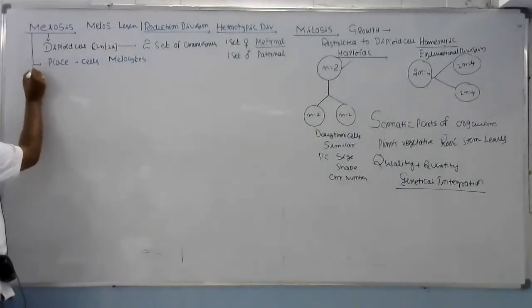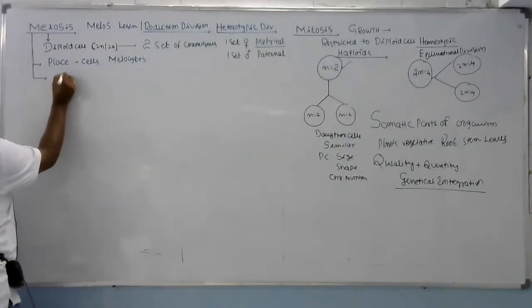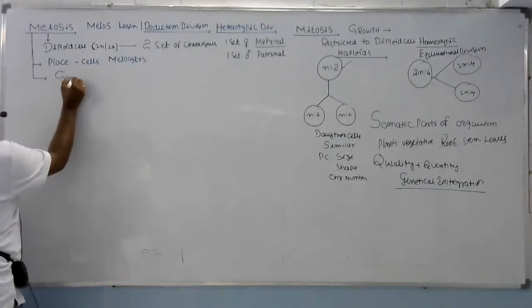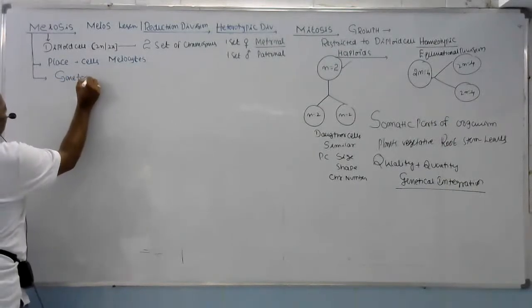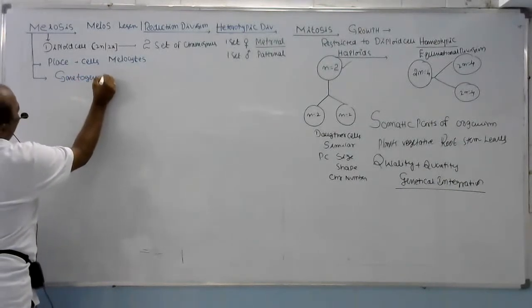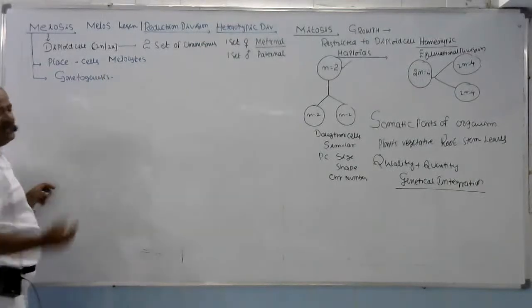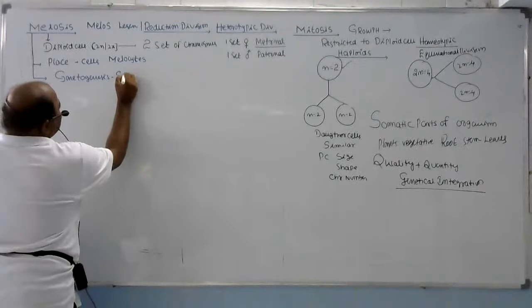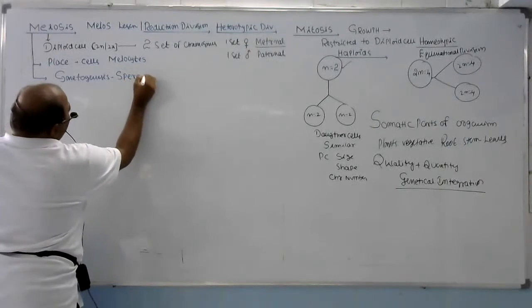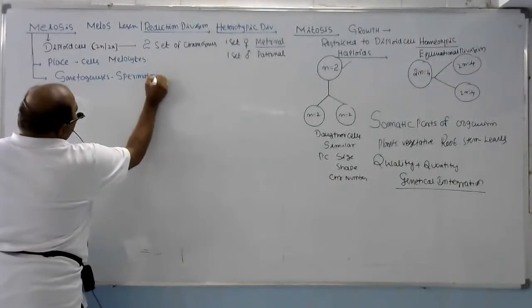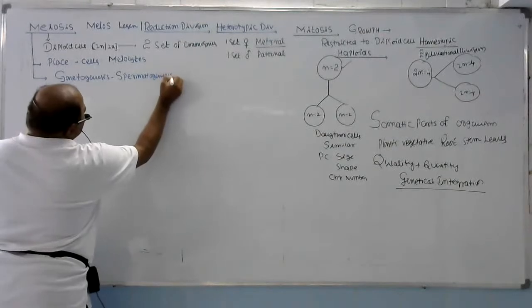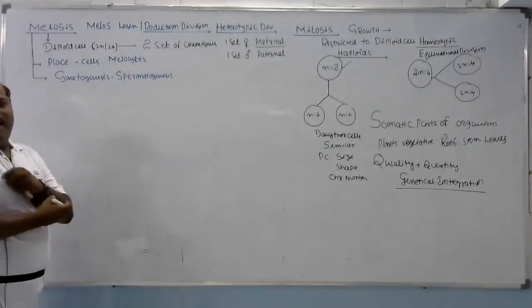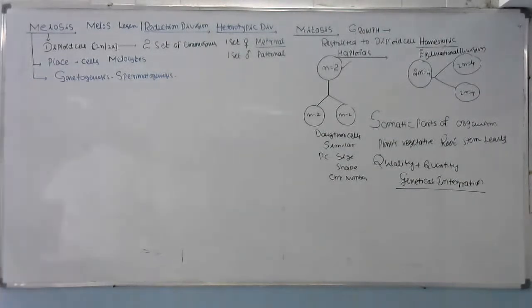Where will the meiosis process take place? The meiosis process takes place in the formation of gametes, in the gametogenesis process, or in the spermatogenesis process.